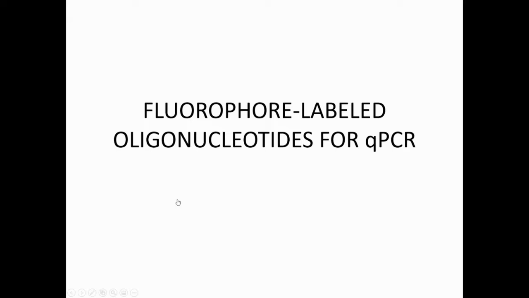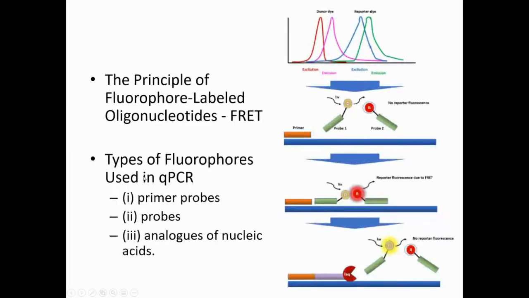Okay, and that's the first one we talked about. We discussed the SYBR Green, ethidium bromide, non-specific DNA binding probes, and now the second detection method will be the fluoro-labeled oligonucleotide for the qPCR. So there are two types of the fluoro. One is the donor reporter and also the receptor quencher.